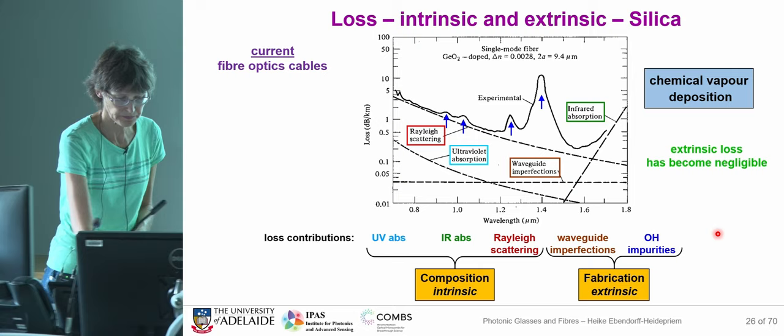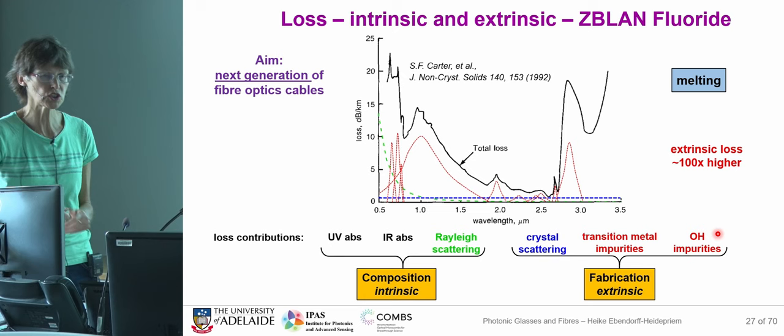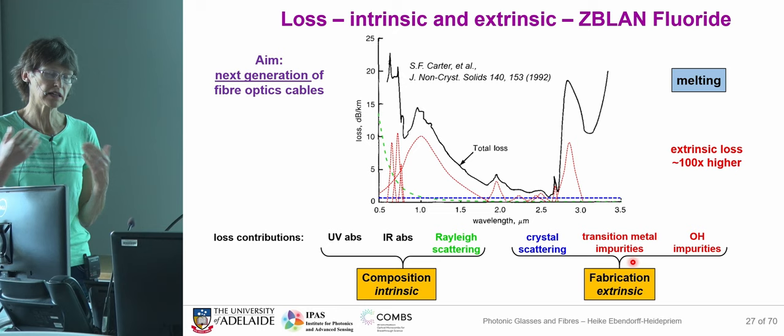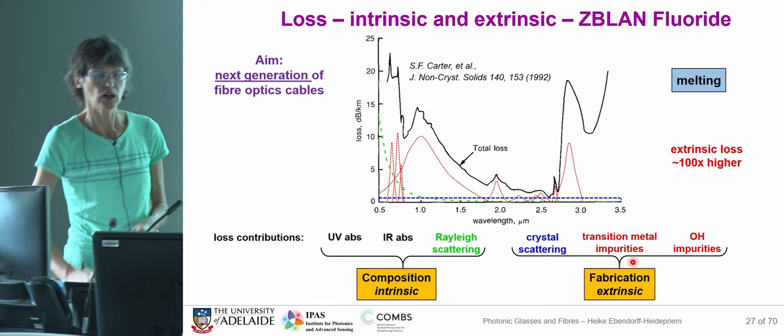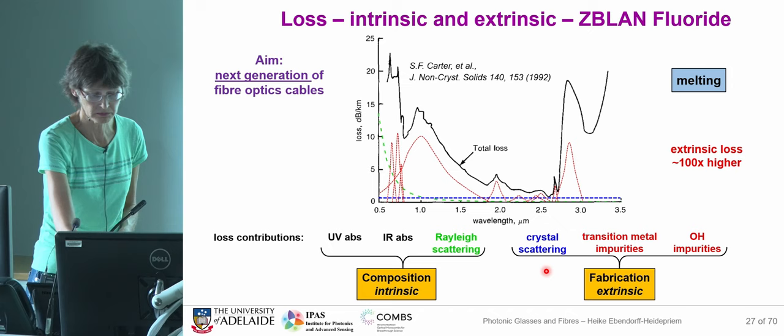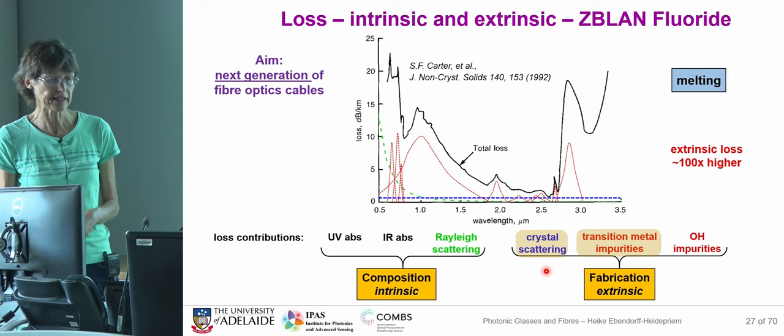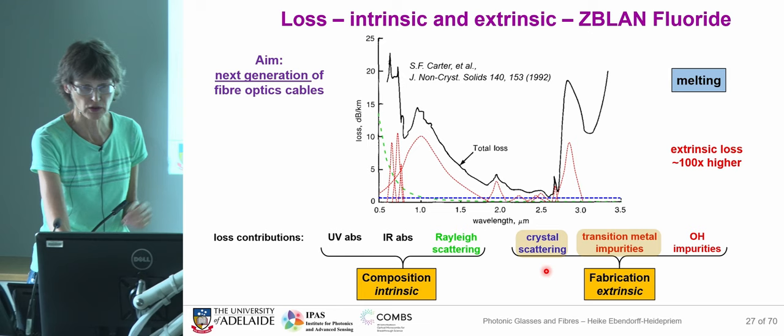Now for Zeeblan, we can't use chemical vapor deposition. We have to use the melt quench technique. And this then leads first to higher impurities in the raw materials. And the Zeeblan glass itself, so zirconium fluoride-based glass, has a tendency of showing easy crystallization. And these two contributions, crystals, they cause scattering. This means loss of light transported in a fiber, and transition metal ions, they absorb the light. And so how to go now about getting rid of these unwanted loss contributions?